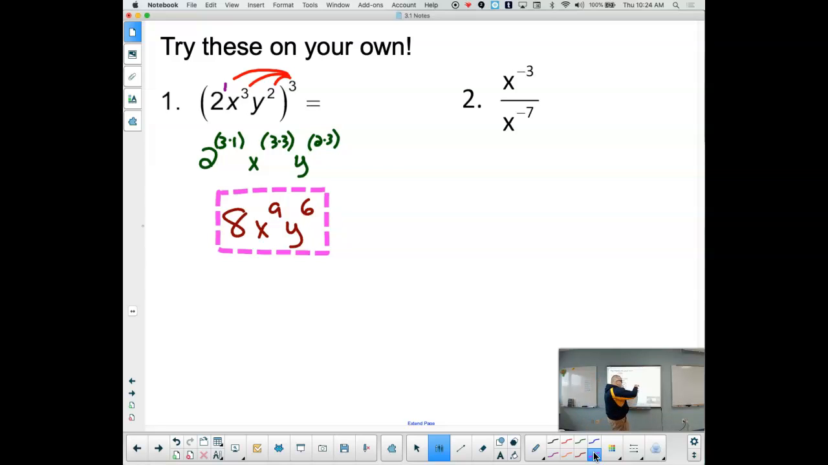Okay? This is a subtracting type 1. So this is going to be x to the -3 minus -7 power. -3 minus -7 is like -3 plus 7, which is 4. So this is x to the 4th power.